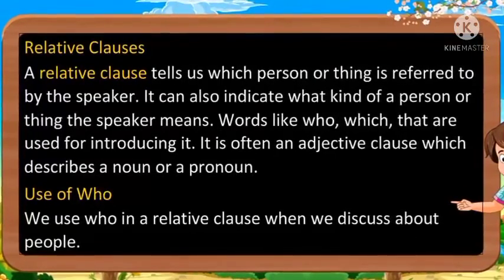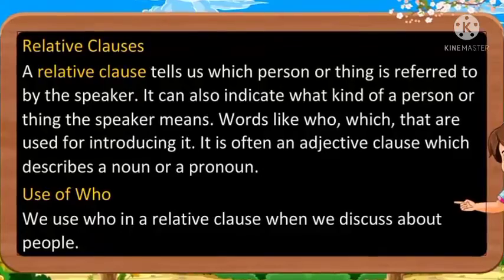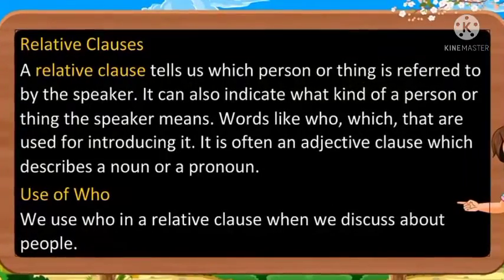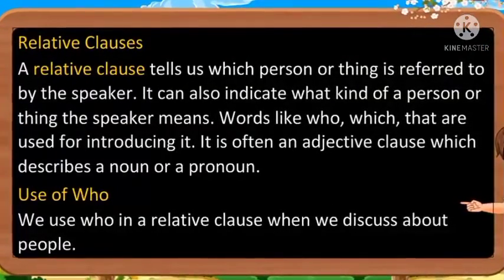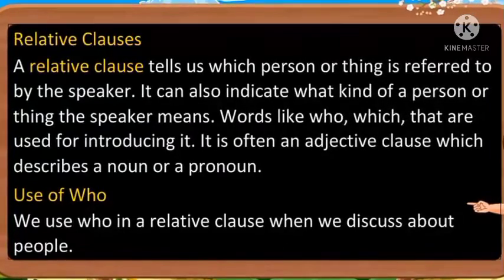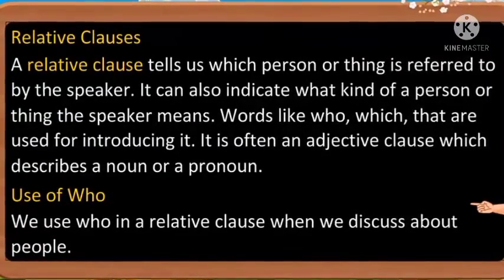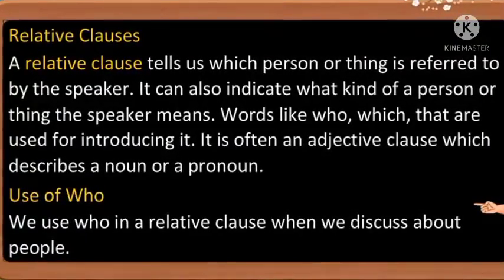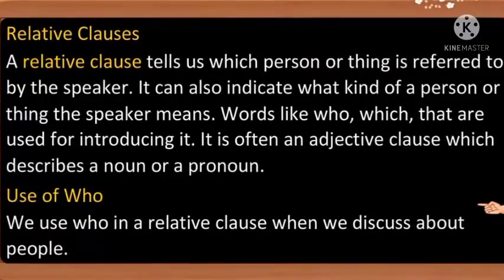Now come to the relative clause. A relative clause tells us which person or thing is referred to by the speaker. It can also indicate what kind of person or thing the speaker means. Words like who, which, that are used for introducing it. It is often an adjective clause which describes a noun or a pronoun.